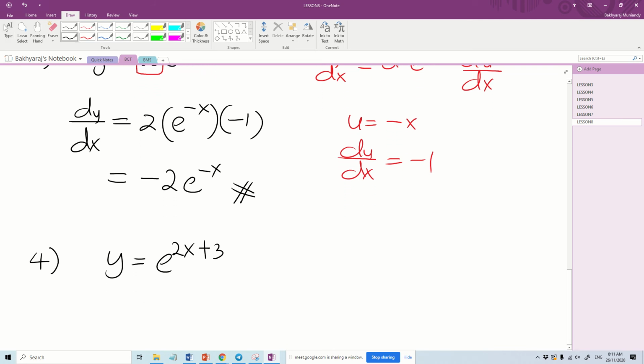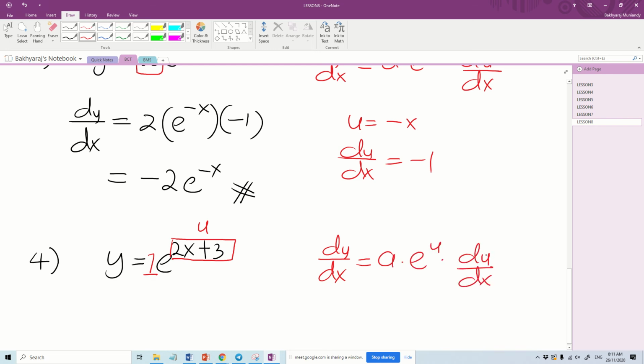Again, same thing. Get your a. This time a is 1, and your u is 2x plus 3. This is our u. So get the formula: dy/dx equals a dot e^u dot du/dx. And what is your u? U is actually 2x plus 3.